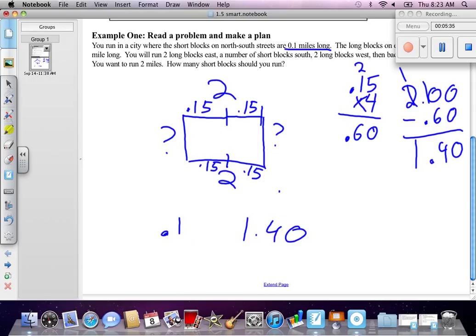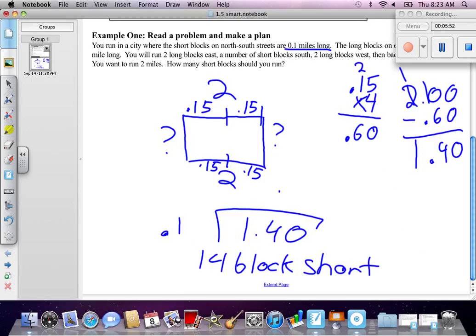Yes? Because what did you do? We divided, right? Right, and who's got a calculator? What was the answer again? 14 short blocks. Again, he just stuck that in his calculator. Do you see how we got a plan? We put it out. Now, this is one way to do it.